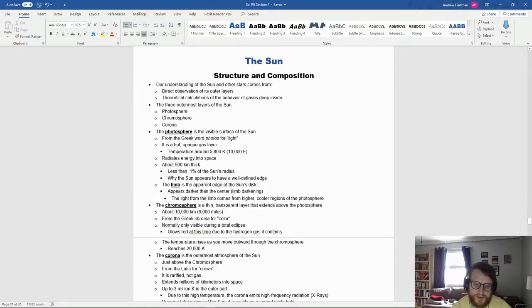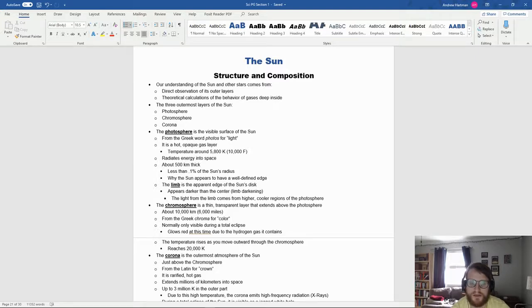This comes from the Greek word photos, which means light, which makes a little bit of sense. It is a very hot and opaque gas layer with temperatures that are around 5,800 Kelvin or 10,000 degrees Fahrenheit. The photosphere radiates a lot of the energy into space. That energy comes from the core, which we'll talk about later. The photosphere is 500 kilometers thick, which sounds like a lot, but the sun's quite big. It's actually less than 0.1% of the sun's radius.